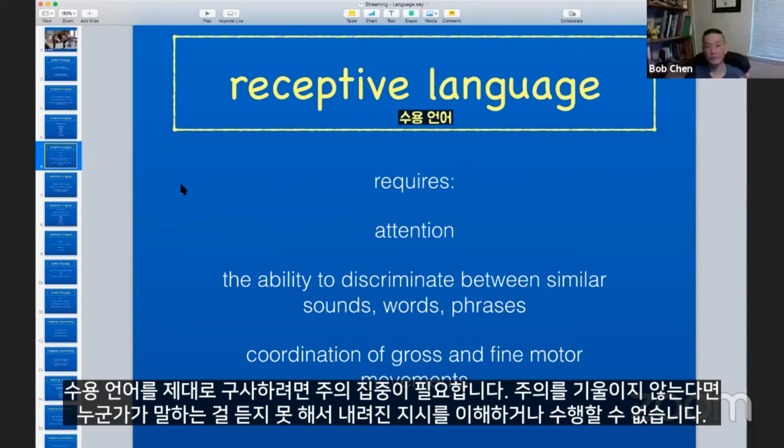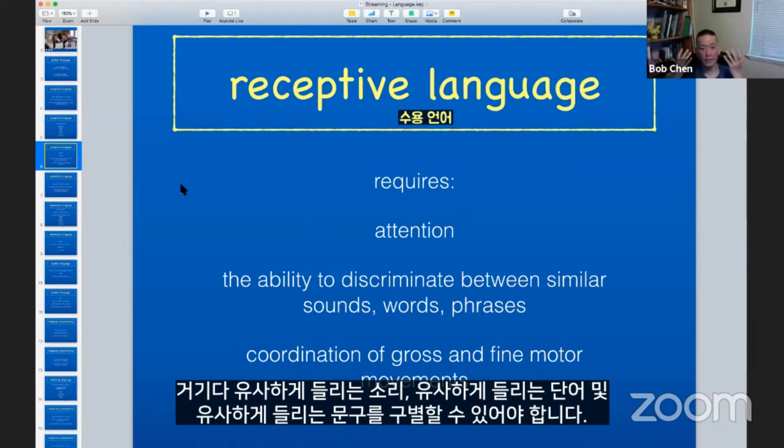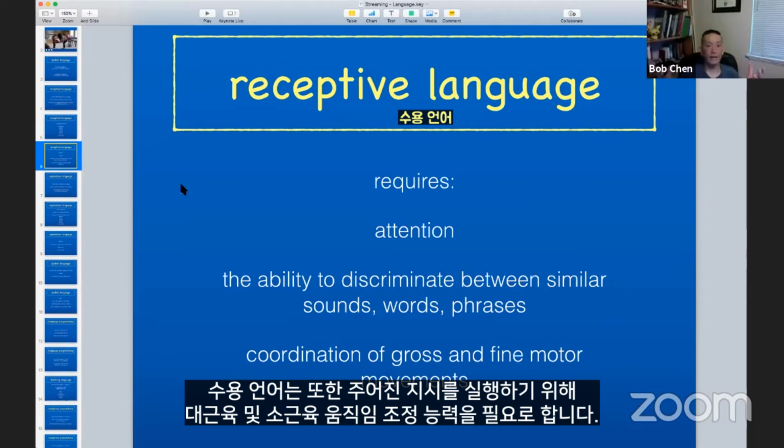The thing with receptive language is that, one, you need attention in order to hear the language. Because if you don't have the attention there, you're not going to pay attention to what somebody's saying. Just by virtue of not paying attention to it, you're not going to be able to understand or do what somebody wants you to do. You also have to be able to discriminate between similar sounding sounds, similar sounding words, and similar sounding phrases. And receptive language also requires a coordination of your gross and fine motor movements in order to execute the instructions that are given to you.